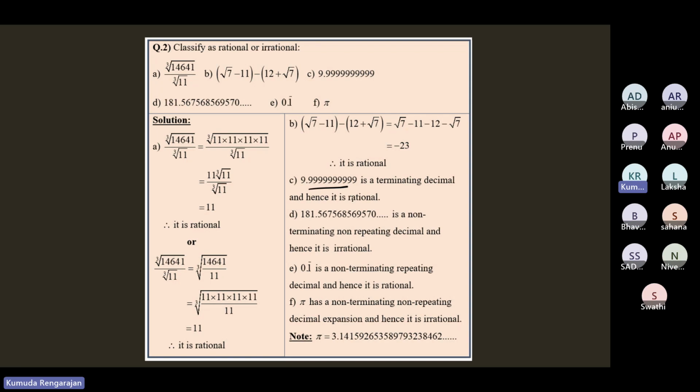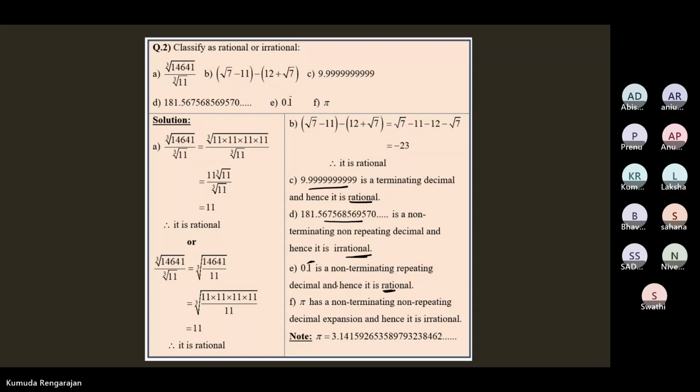This one is a terminating decimal, so it's rational. This one is a non-terminating, non-repeating decimal, so it's irrational. 0.1 recurring is a non-terminating but repeating decimal, so it's rational.